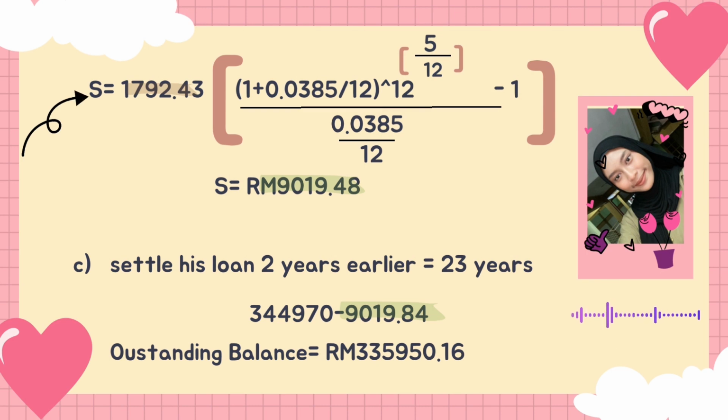Last question is part C. The info we know he settled his loan 2 years earlier, which means 23 years. So amount of A minus with S. So the outstanding balance equal RM 335,950 and 16 cent.